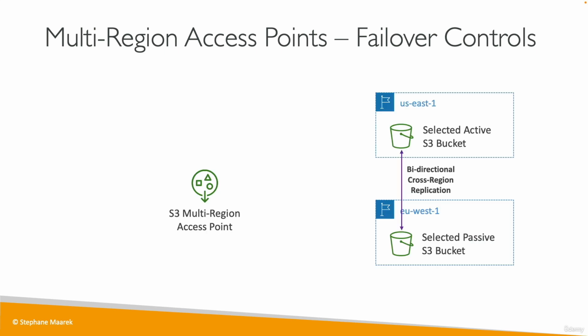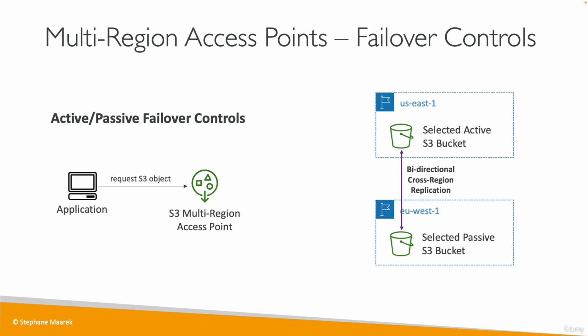So let's take an example of a bucket that's replicated across two regions, okay? And we have a multi-region access point. Now, in the case of an active-passive failover control, we're going to designate one bucket as active and the other one as passive. Therefore, whenever we request an object, we're not going to go this time to the lowest latency, we're going to go to the one that's active. And of course, if you have multiple active ones, you will have the lowest latency.